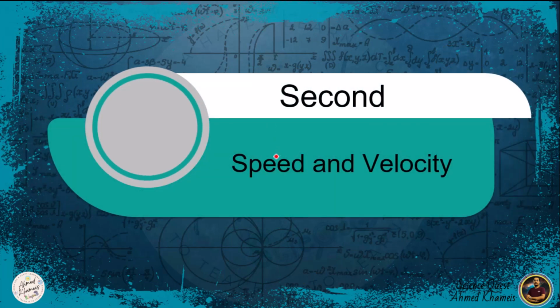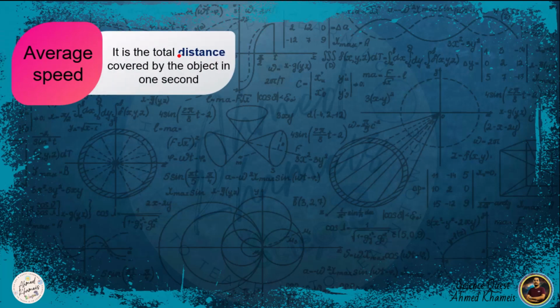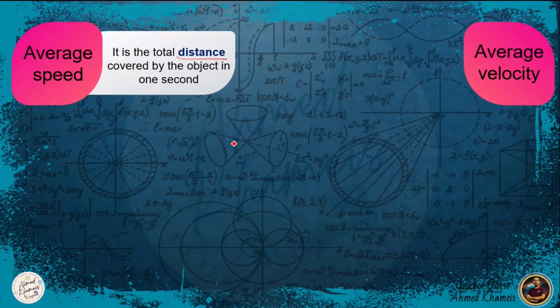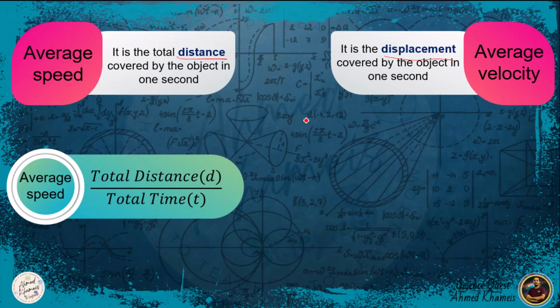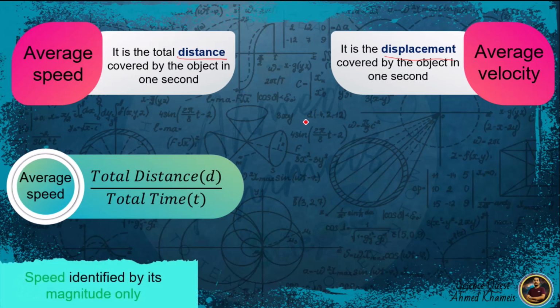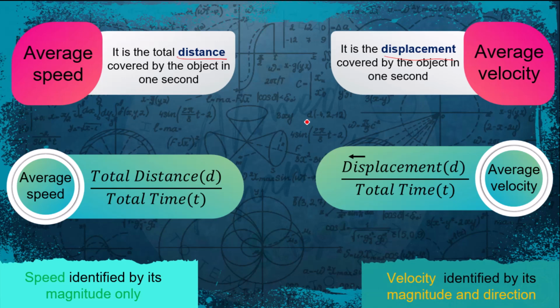Second, we talk about speed and velocity. The average speed is the total distance covered by the object in 1 second, and the average velocity is the displacement covered by the object in 1 second. To calculate the average speed, we divide the total distance over total time, and the speed is only identified by magnitude because it's a scalar physical quantity. The average velocity will equal displacement over total time, and it is identified by magnitude and direction because it's a vector physical quantity.